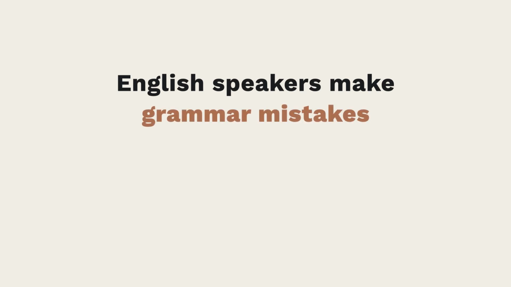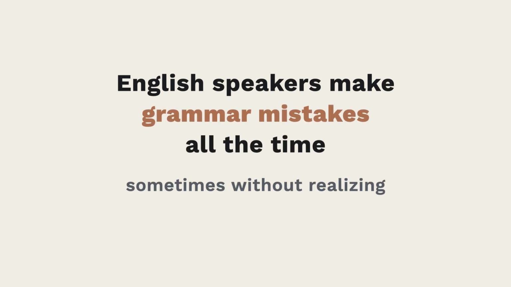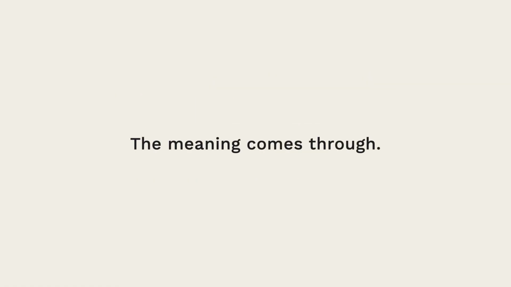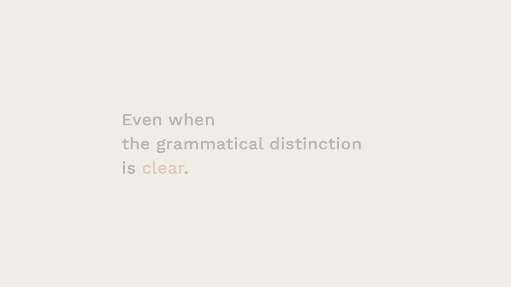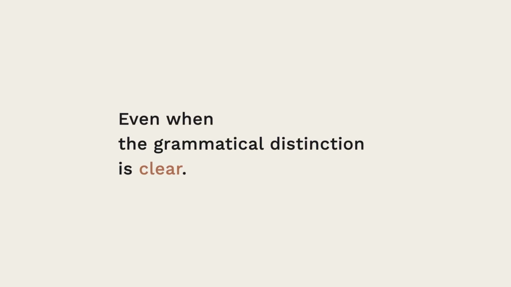English speakers make grammar mistakes all the time, sometimes without realizing they're making them. And often, communication still works. The meaning comes through, the conversation continues, and nothing really breaks down. So the interesting question isn't simply, why are these forms considered incorrect? It's also, why do these forms continue to persist even when the grammatical distinction is clear?